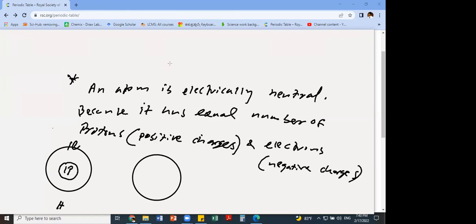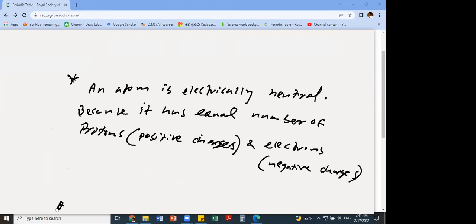number of protons equals number of electrons. So if you take carbon, 6 protons and 6 electrons, so it's neutral. 6 negative charges and 6 positive charges, neutral. Net charge 0. From atom to atom, the number of protons and electrons will change. Okay.